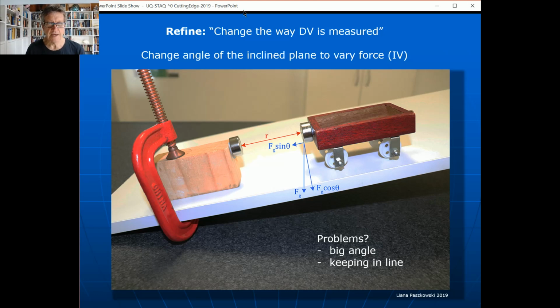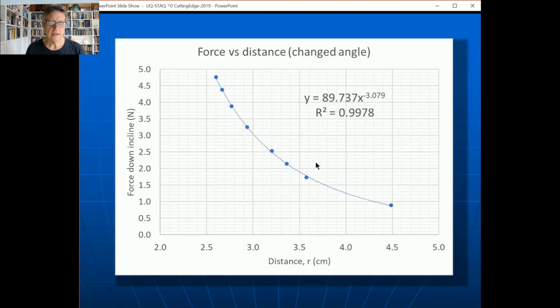Okay, so when she plotted that, here's the problems. Once you get a big angle, the cart tends to fall off to the side. You need some way of keeping it in place, or just not use such a big angle. Keeping them in line only has to be a centimetre off to the side, and the R distance, you're getting errors. So there's her relationship, the distance apart and the force, which is the Fg sine theta.